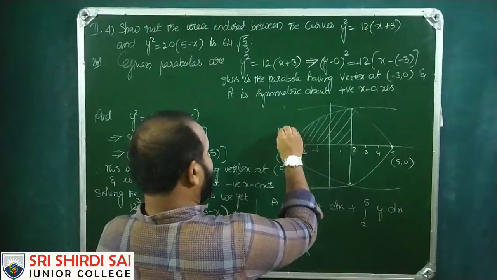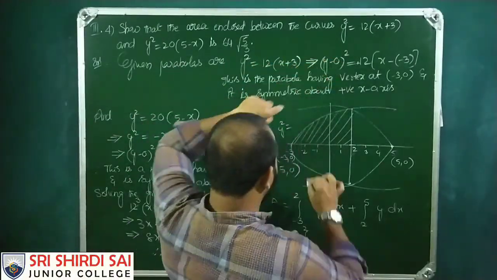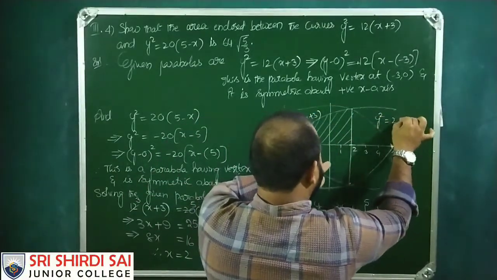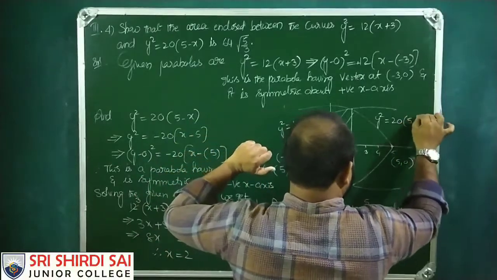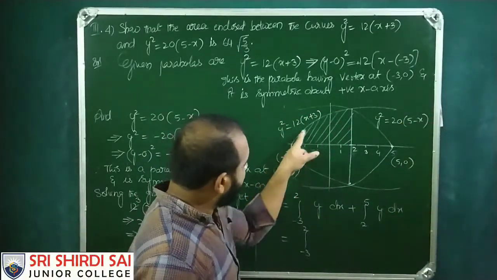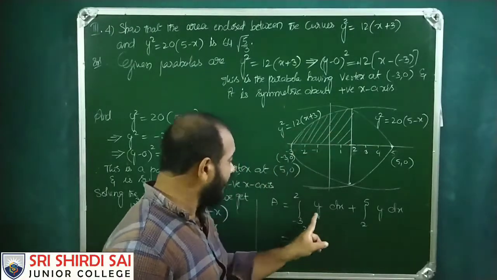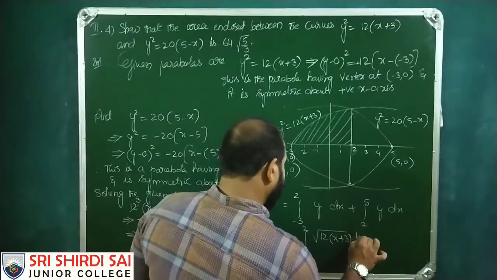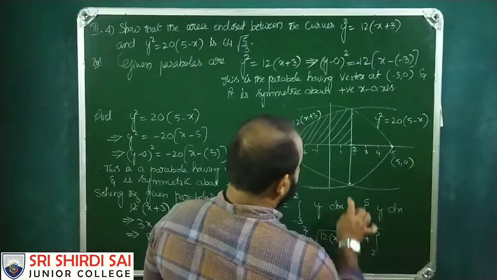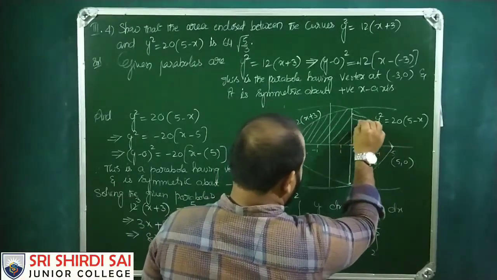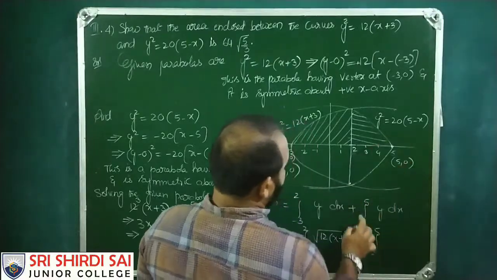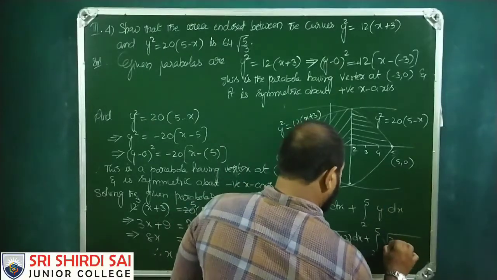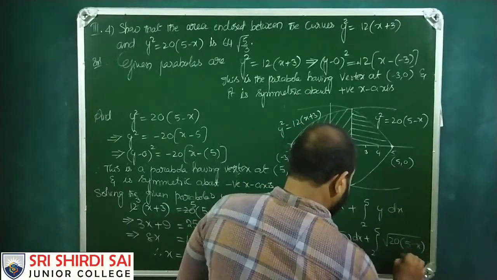This curve is y square is equal to 12 into x plus 3, and this curve is y square equals 20 into 5 minus x. So this parabola is y square equals 12 into x plus 3. Therefore if you want y, it is square root of 12 into x plus 3 dx, plus 2 to 5. This parabola is 20 into 5 minus x, y square. If we want y, then it is square root of 20 into 5 minus x dx.